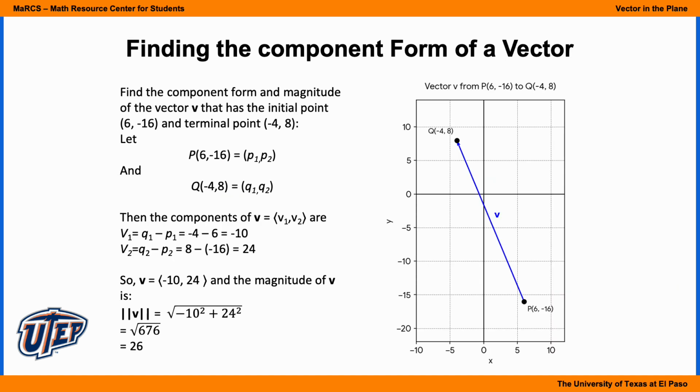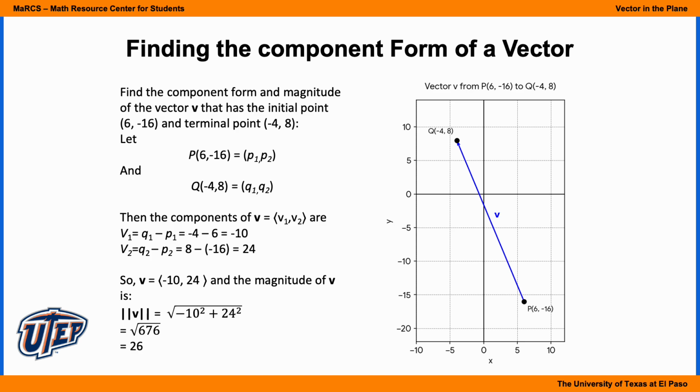In this portion, we are told to find the component form and the magnitude of the vector v that has the initial point (6, negative 16) and the terminal point (negative 4, 8). So first we can start by labeling. Our initial point (6, negative 16) will be labeled P1, P2, and our terminal point (negative 4, 8) will be Q1, Q2. For the horizontal component, we take the difference of the x coordinates, so the final x coordinate minus the initial one.